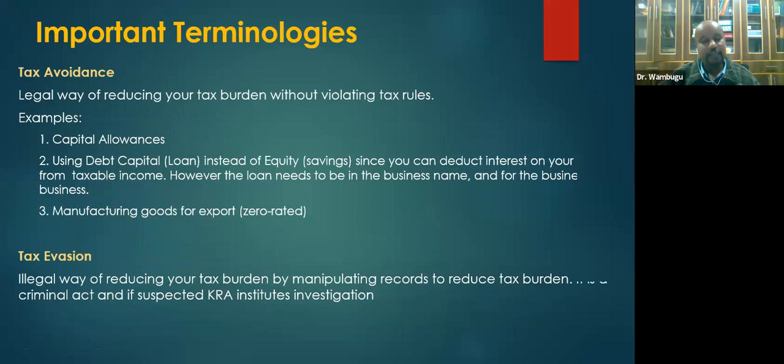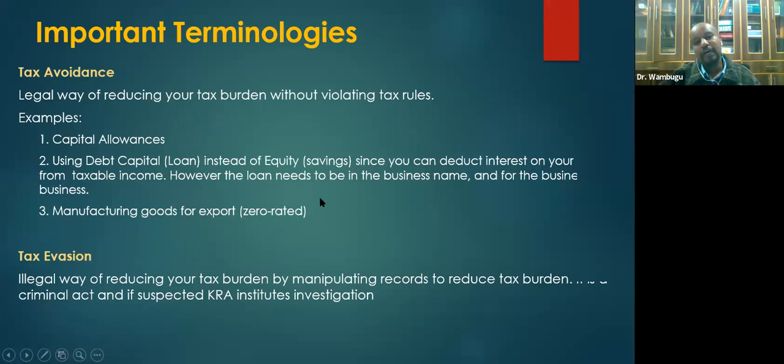Now, what is tax avoidance and what is tax evasion? These are important terminologies that we need to understand. Tax avoidance is a legal way of reducing your tax burden without violating tax rules. So it's actually legal. Examples of how you can avoid tax are capital allowances, and I'll explain what those are as we continue. Another is using debt capital. For example, when you use a loan instead of your own savings, you can deduct the interest that you pay on that loan from your taxable income.